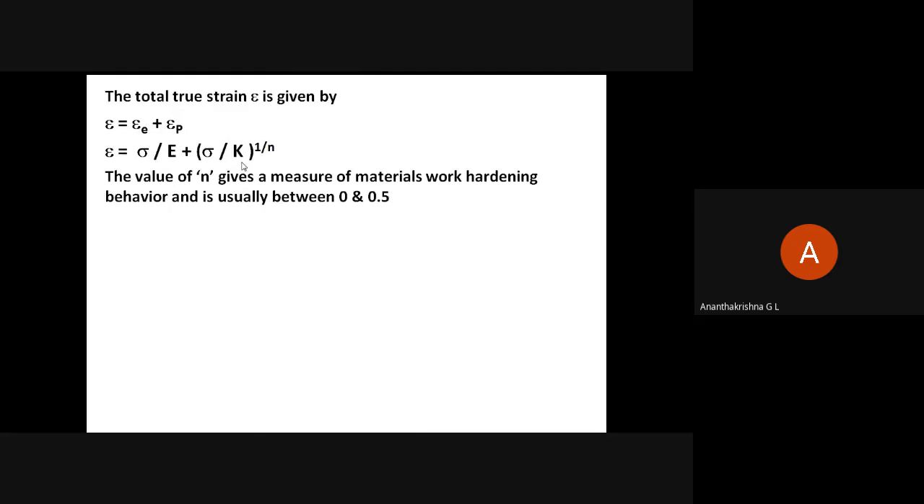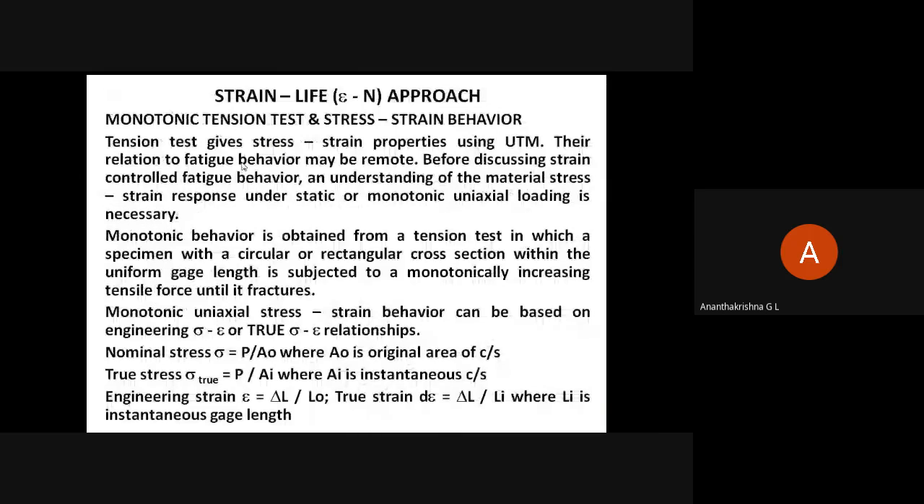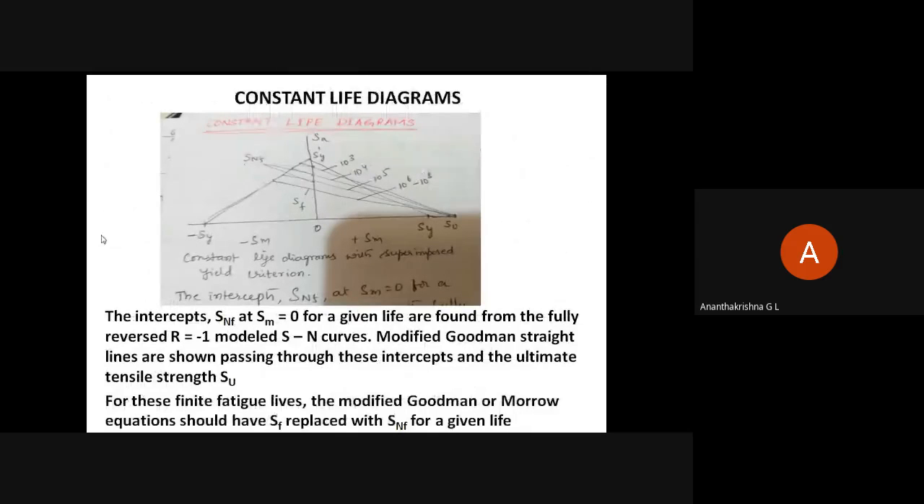So what we learned so far, I'll just sum it up. We learned about constant life diagrams, which are based on Goodman's and Morrow's criteria, and S-N-F gives you the intercepts. You have positive mean stress and negative compressive mean stress over here, and these curves give you finite fatigue life. Next, we learned the strain life approach.